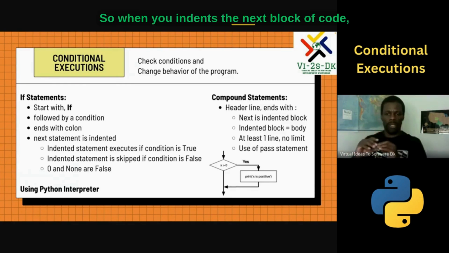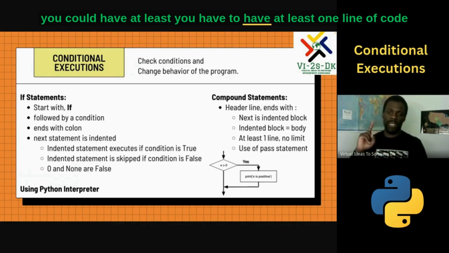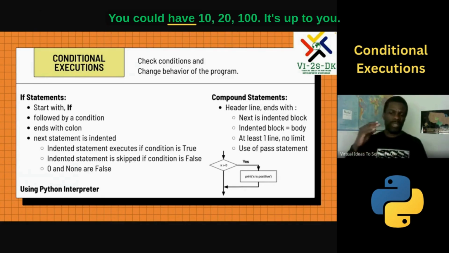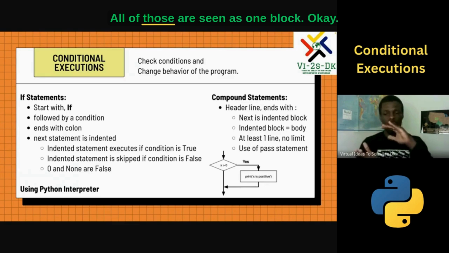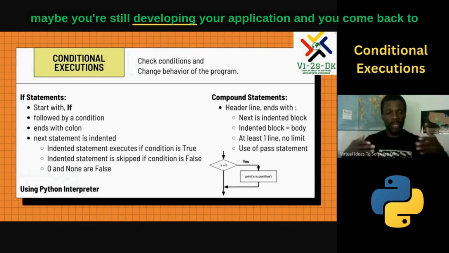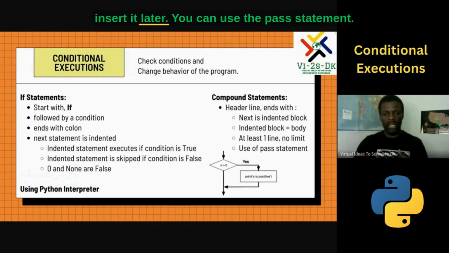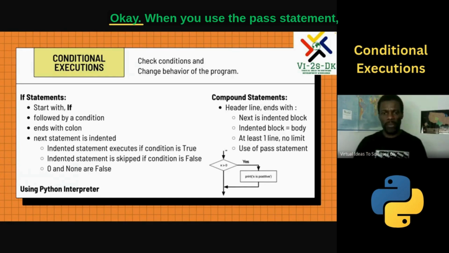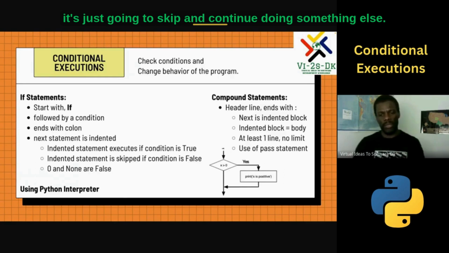So when you indent the next block of code, you have to have at least 1 line of code in there. You could have 10, 20, 100, it's up to you. All of those are seen as 1 block, okay? If you don't want to type anything in there, maybe you're still developing your application and you come back to insert it later, you can use the pass statement, okay? When you use the pass statement, it's just going to skip and continue doing something else.